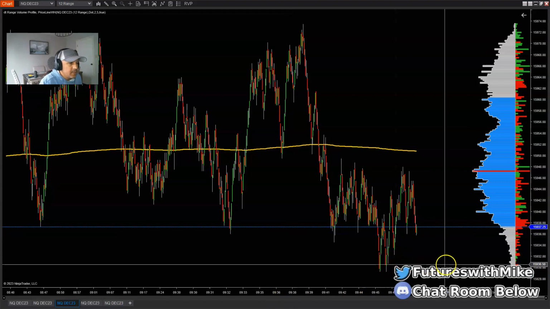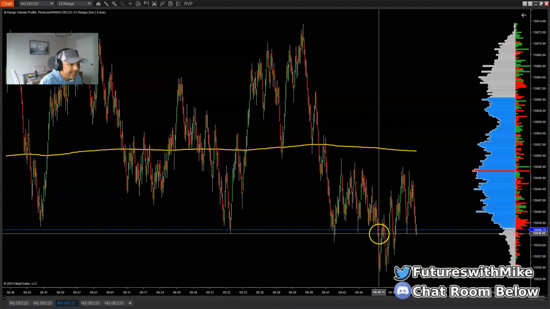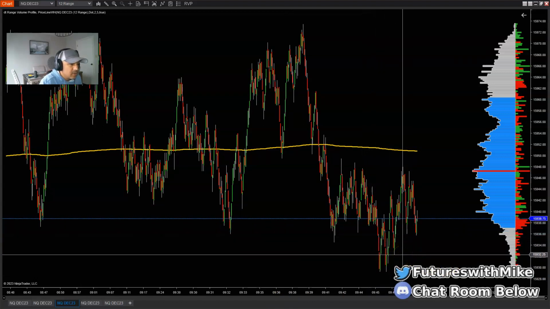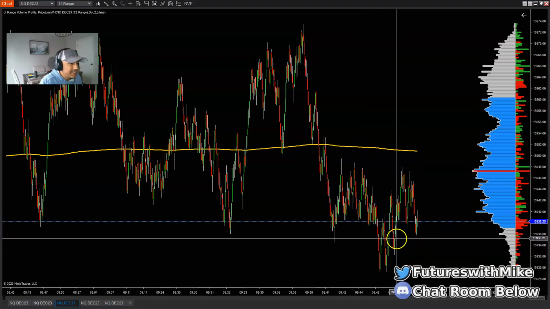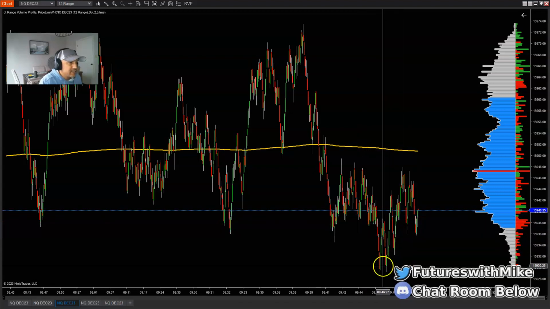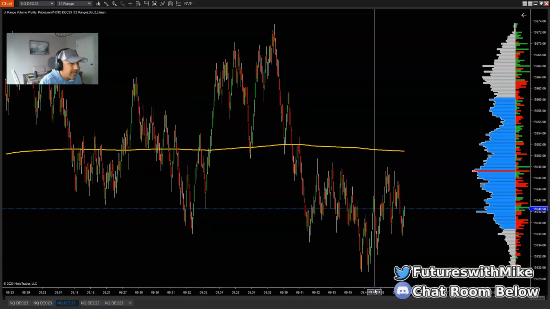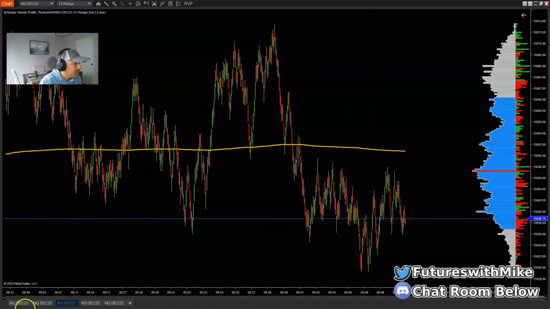Okay, but right now I don't see any clean areas to really take a trade from going long. I'm not saying that it can't reject in these areas here, but these areas are already tested. It's not part of my strategy. I trade my strategy and stick to it.